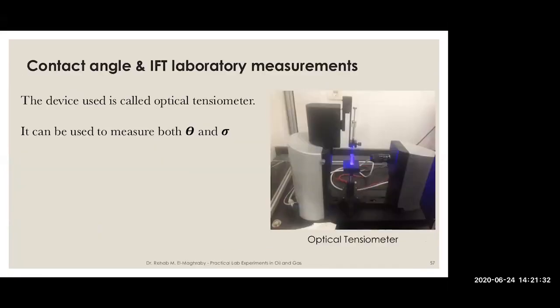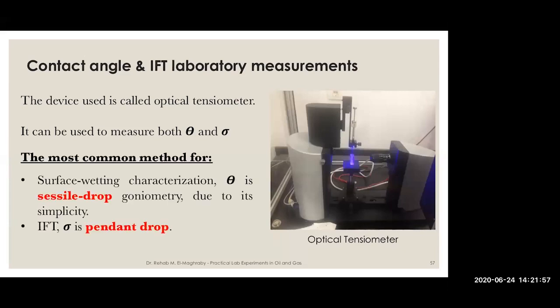So how can we measure this contact angle in the lab, and the interfacial tension? There are many methods, and one of them is the Amott test, but the time was very tight, so I will not discuss the Amott test, but it is one of the tests that you have to look at and read. For the contact angle and interfacial tension, I will discuss the optical tensiometer. For the contact angle, we use the sessile drop method, and for the interfacial tension, we use the pendant drop.